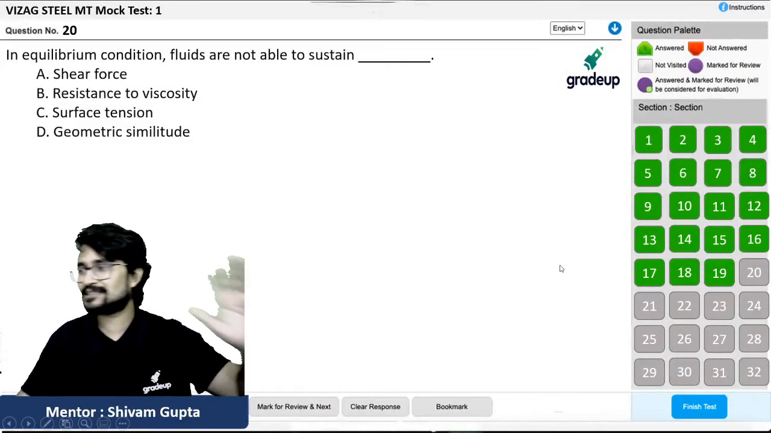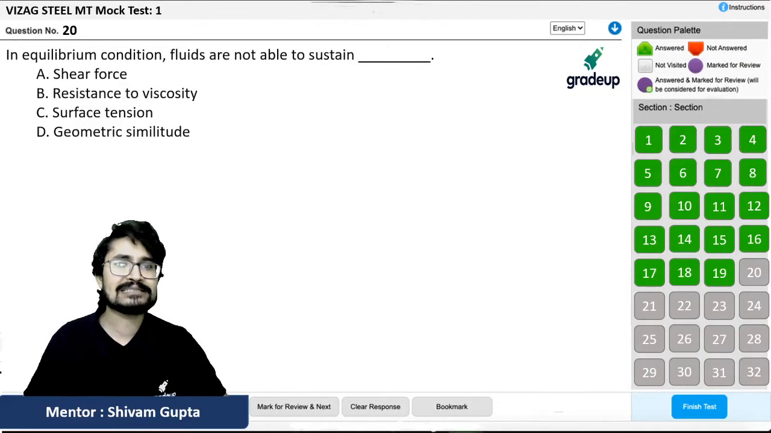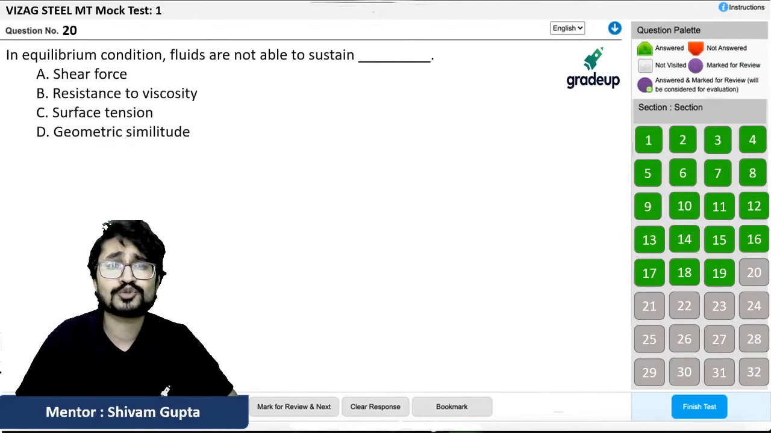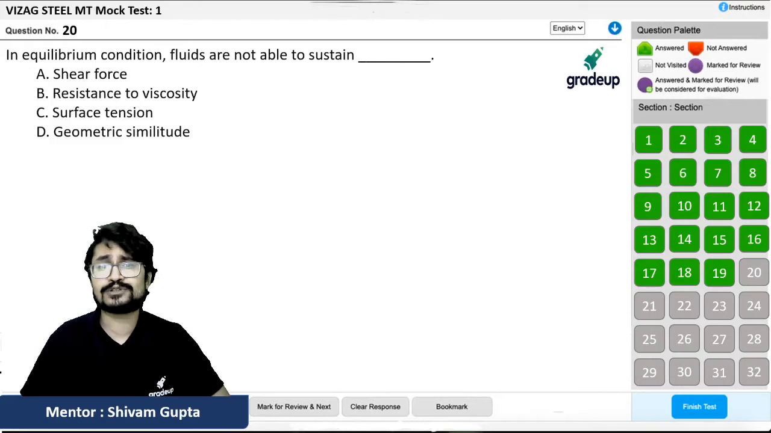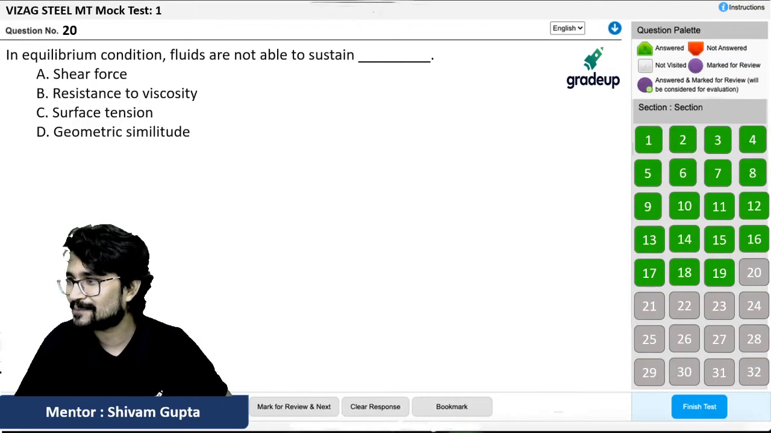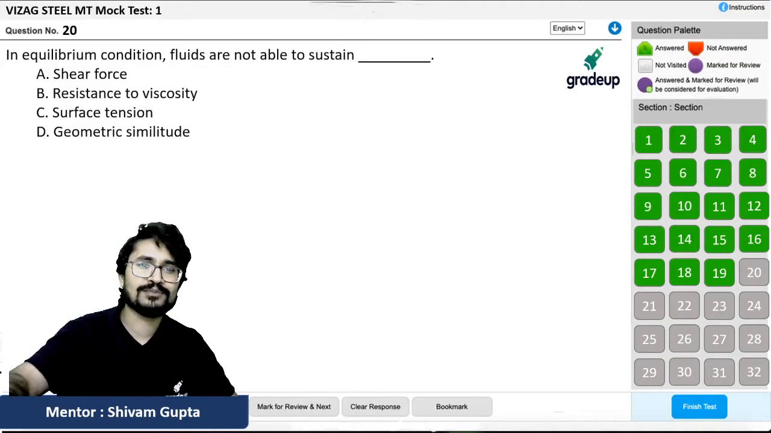Now let's see with the next question, and it is saying that in equilibrium condition, fluids are not able to sustain shear force, resistance to viscosity, surface tension, or geometric similitude. See, this is the easiest question. You can answer anytime. Shear stress and rate of angular deformation, very good. Okay. So answer will be option number C.